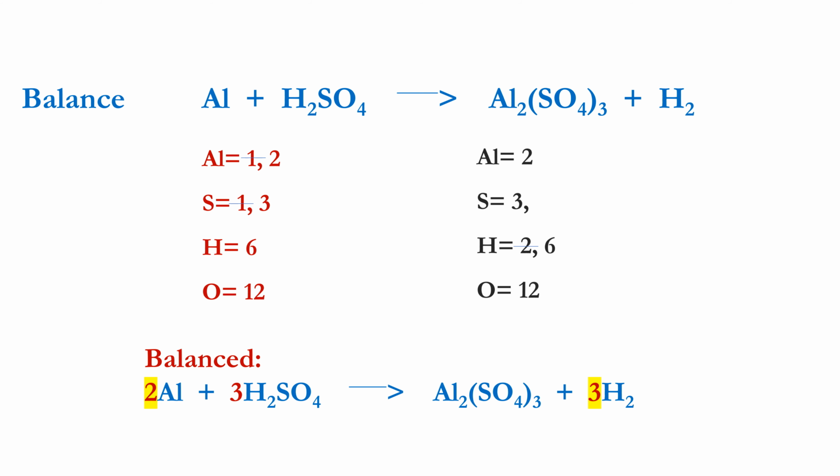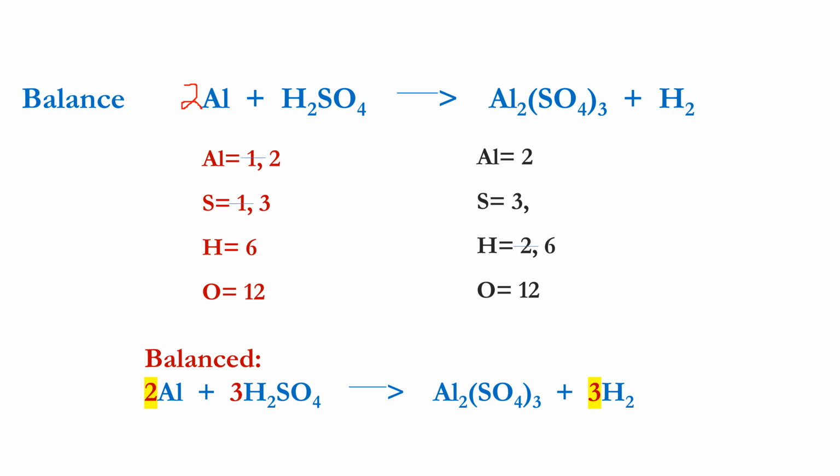So the only way for us to balance aluminium is to add 2 here. So if we add 2 here, aluminium will be 2 on the left hand side and it will be 2 on the right hand side. So then aluminium is balanced. The next thing is to balance the non-metals apart from hydrogen and oxygen. So that non-metal is sulfur.